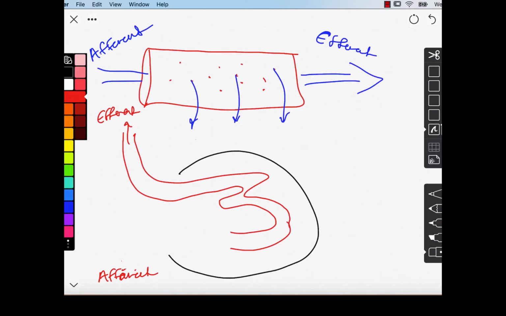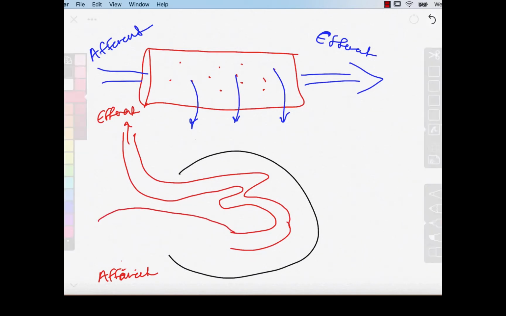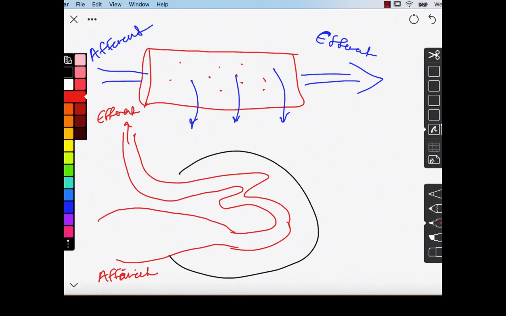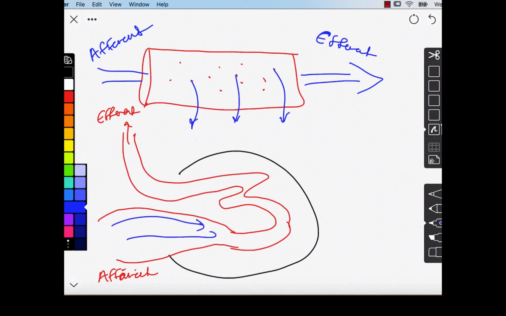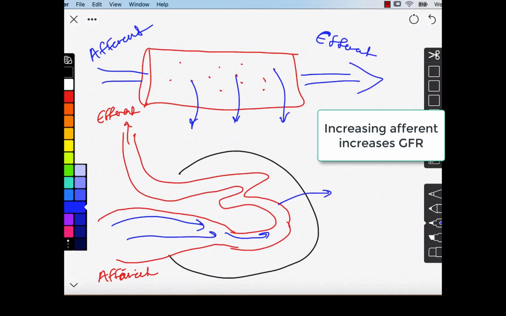if we were to dilate the afferent end and make it really, really large, then what's going to happen is we're going to have a lot of fluid in here, and all of that fluid is going to want to get into this smaller area. When it tries to do that, there's going to be a higher volume of fluid, and that means it's going to have more pressure pushing it out into the rest of the nephron. Okay.